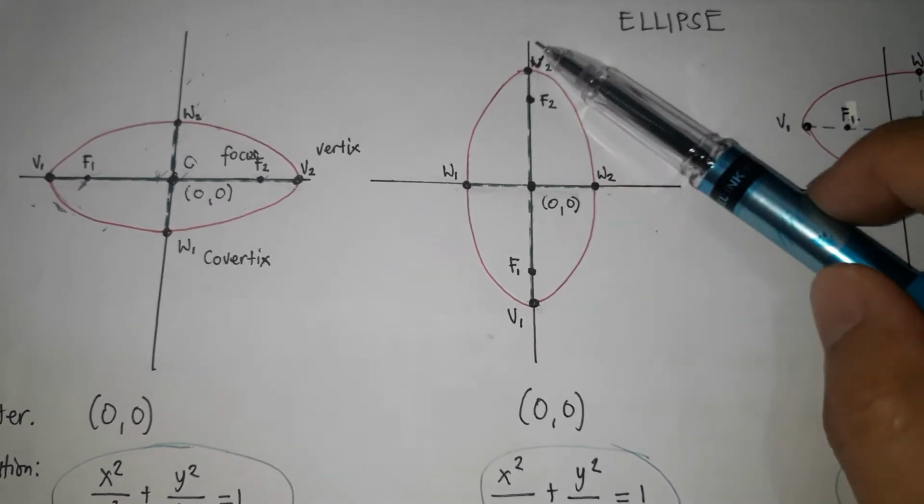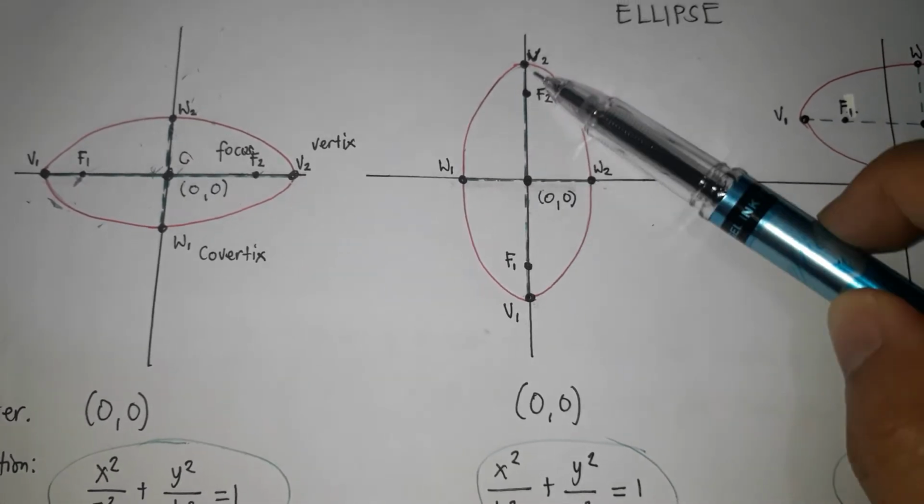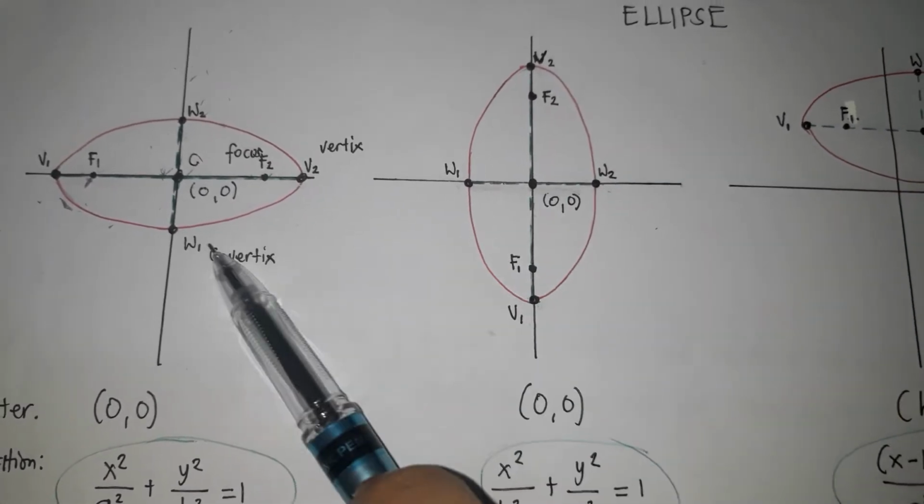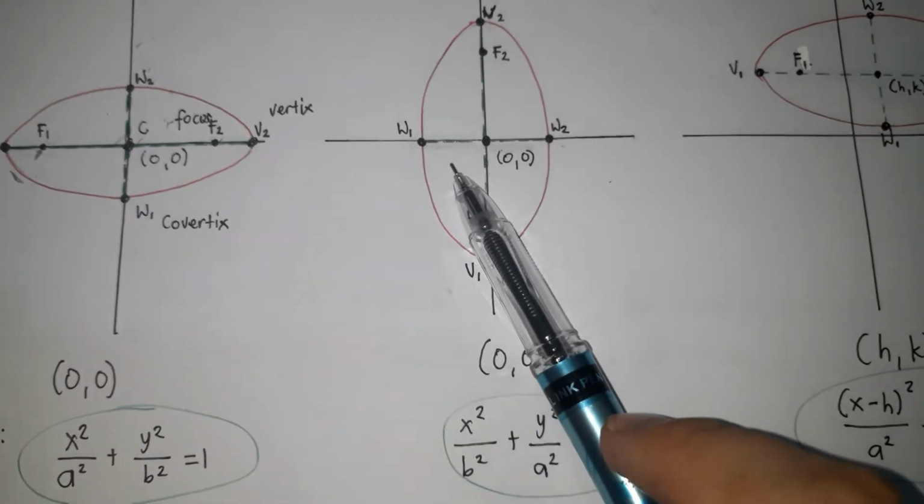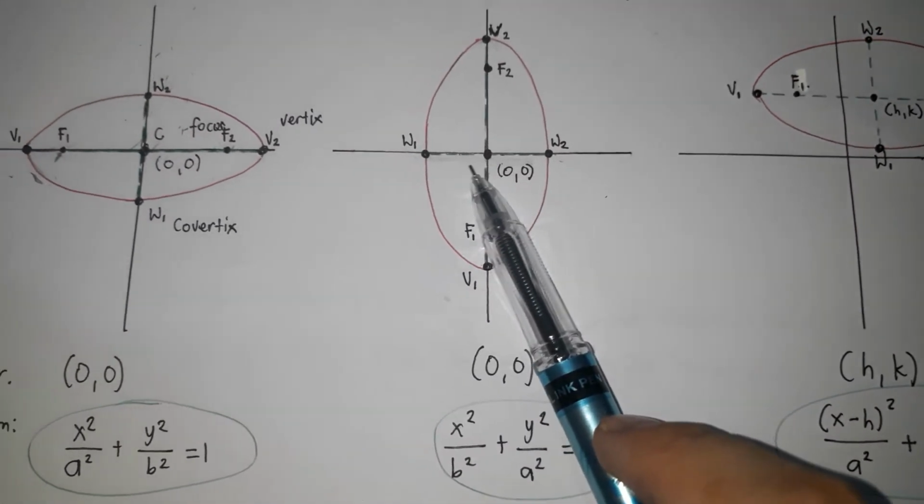So this one is a vertical ellipse because patayo ito siya. And this is a horizontal ellipse. These are the center, this one and this one.